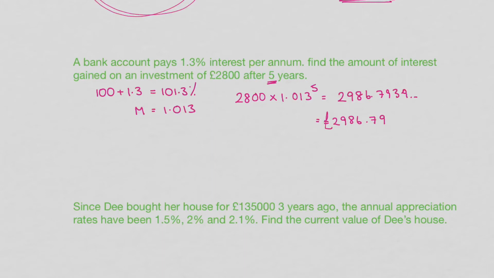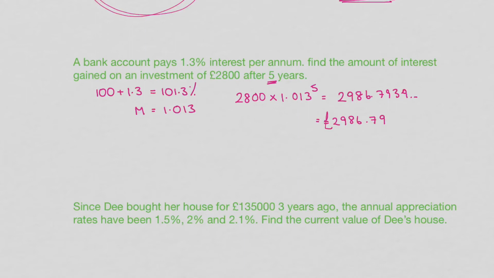Okay, that's all we need to do to find the amount in the account. But let's just read that question again. A bank account pays 1.3% interest per annum. Find the amount of interest gained on an investment of £2,800 after 5 years.